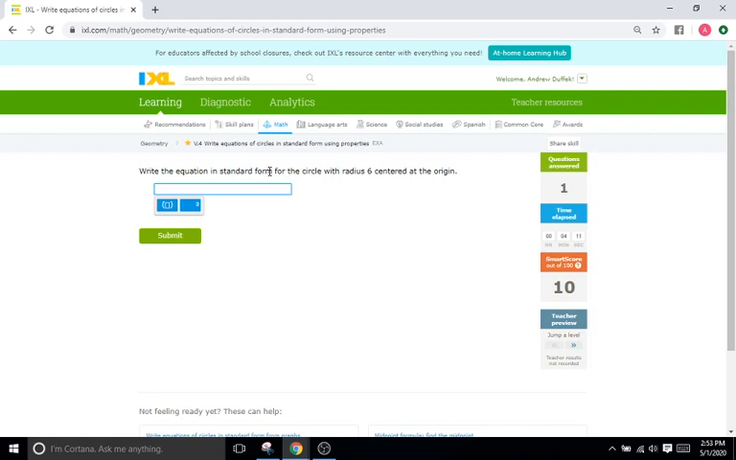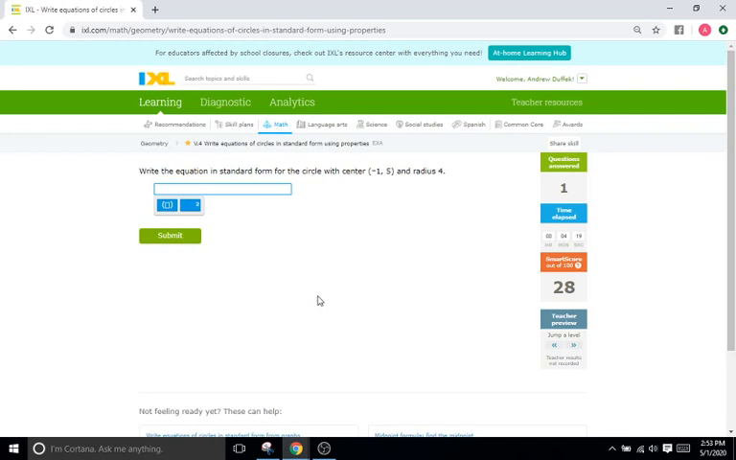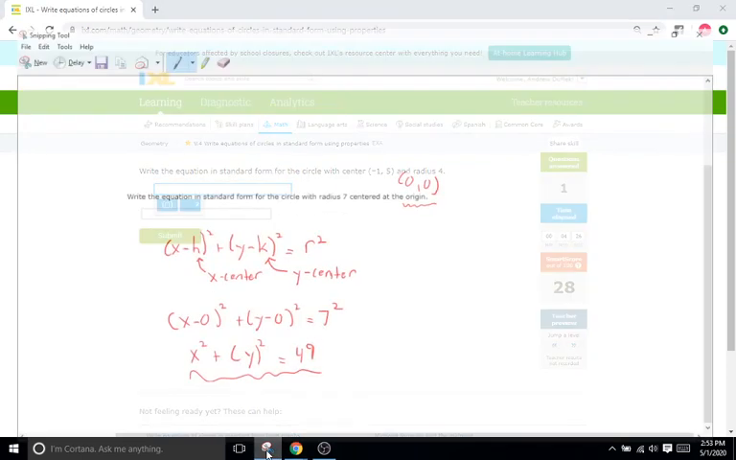Write the equation in standard form for the circle radius 6 and centered at the origin. Same problem as last time. I'm going to skip this one. Here we go. Write the equation in standard form for the circle with center -1, 5 and the radius 4. This is a good one.